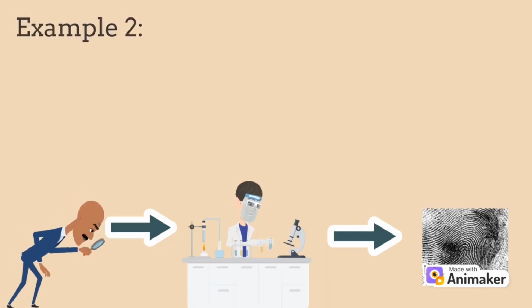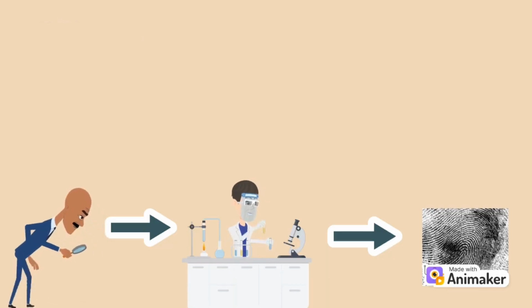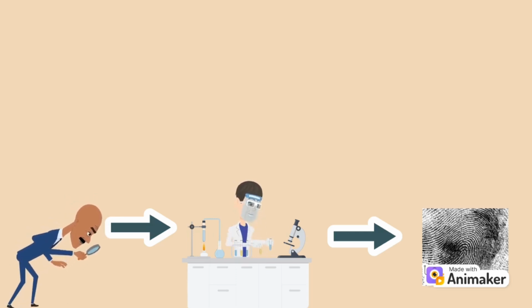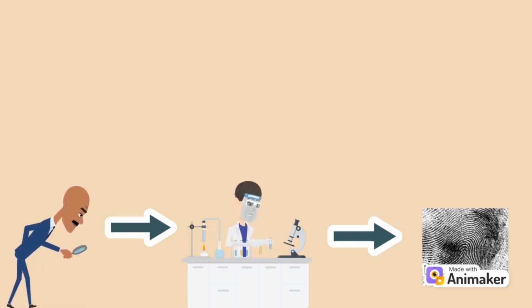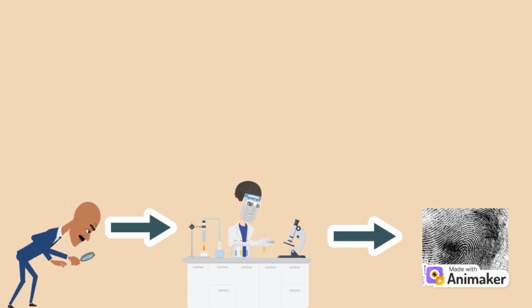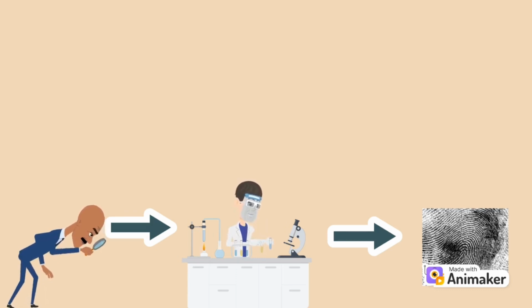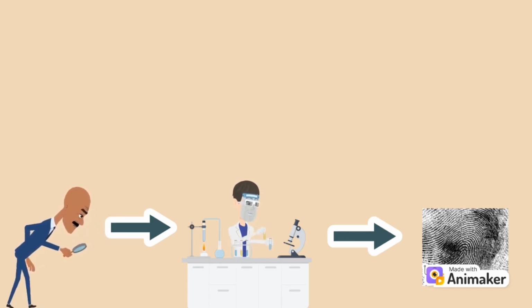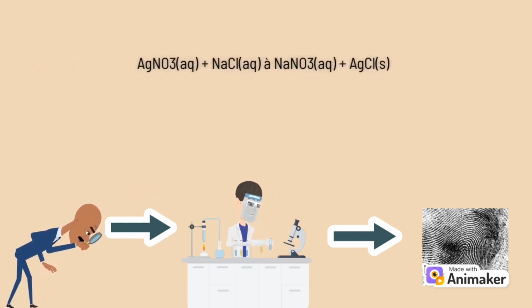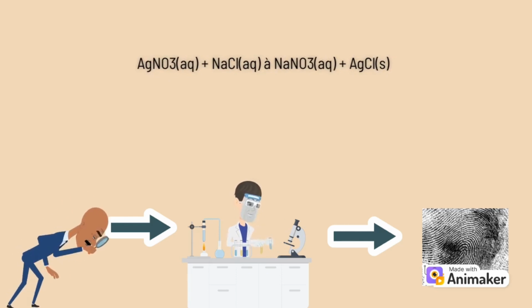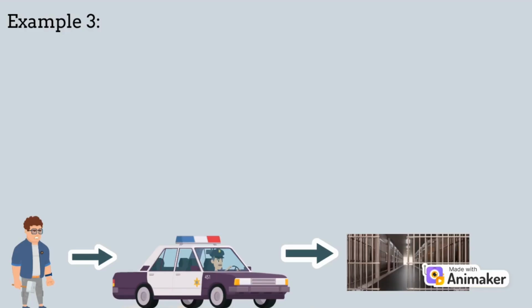Example 2. A detective is trying to find the thief who broke into his office. He found a paper that fell from the thief. He took the paper to the lab where the chemist used aqueous solutions of silver nitrate and sodium chloride, which react to produce soluble sodium nitrate and a precipitate of silver chloride. Since we use chemical equations to represent chemical reactions, here is the chemical equation that the chemist used.